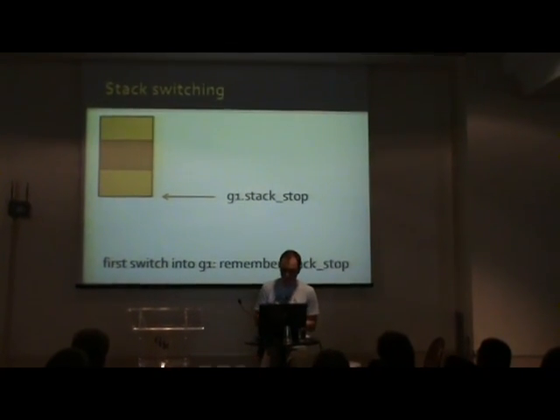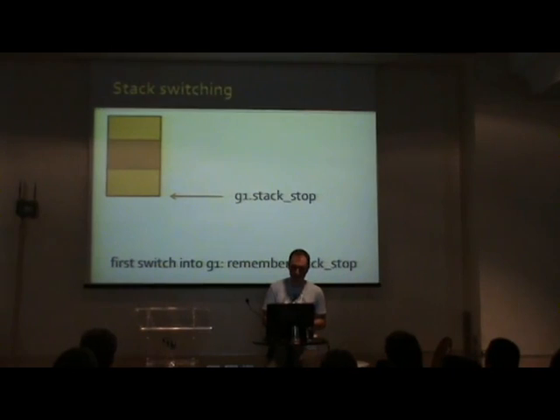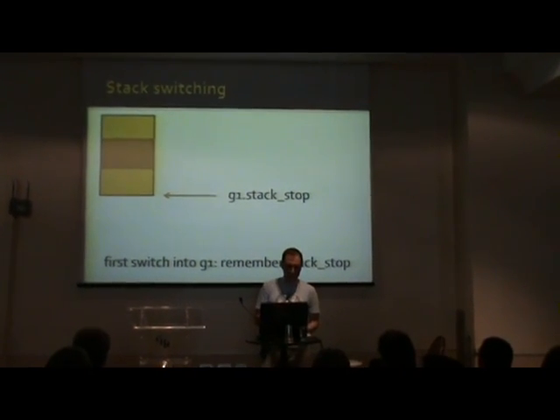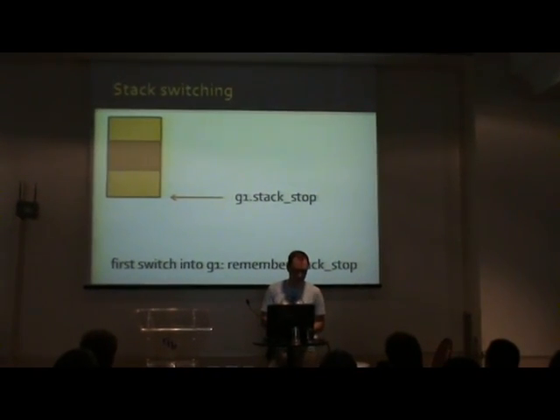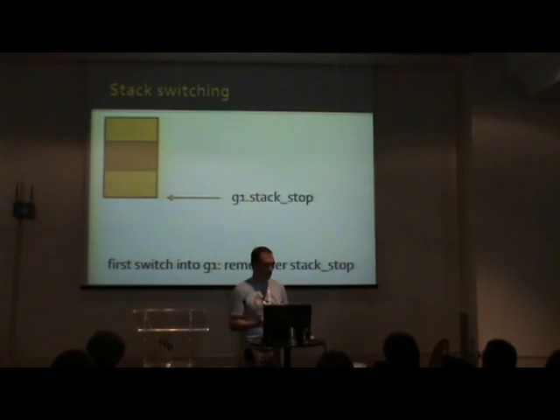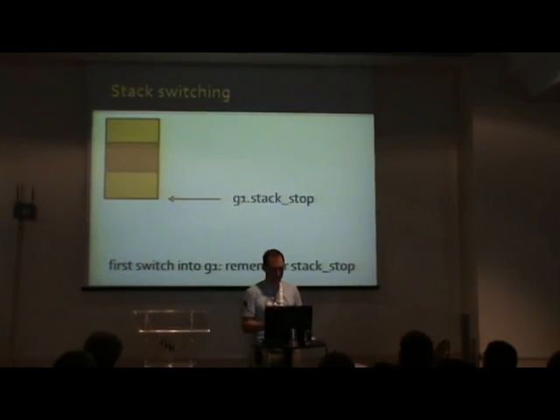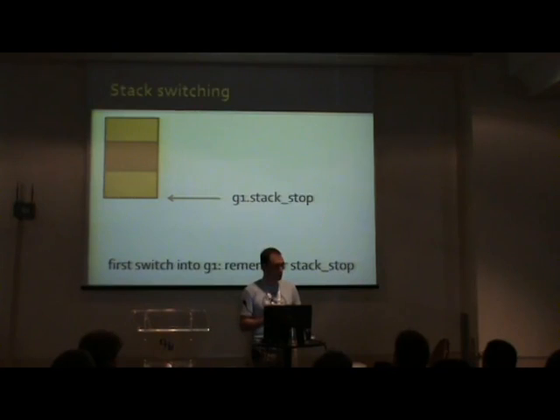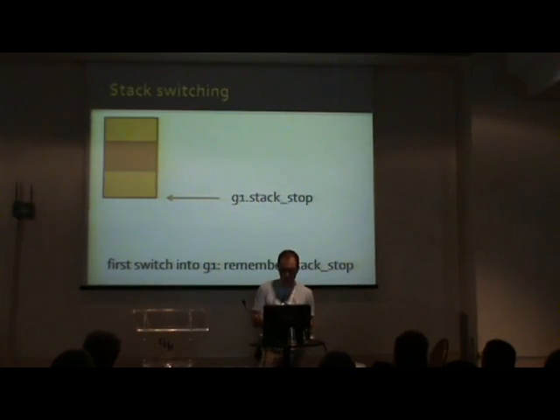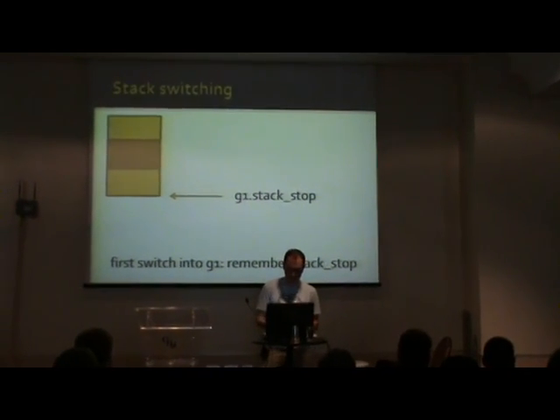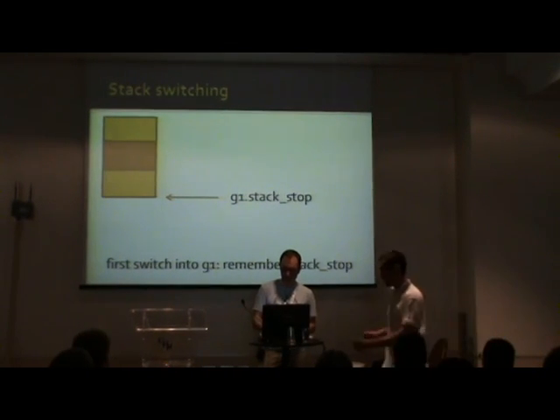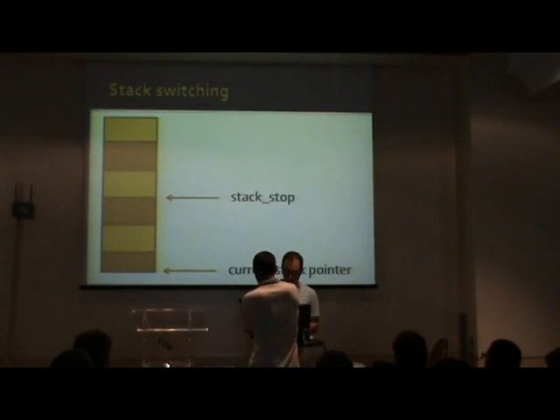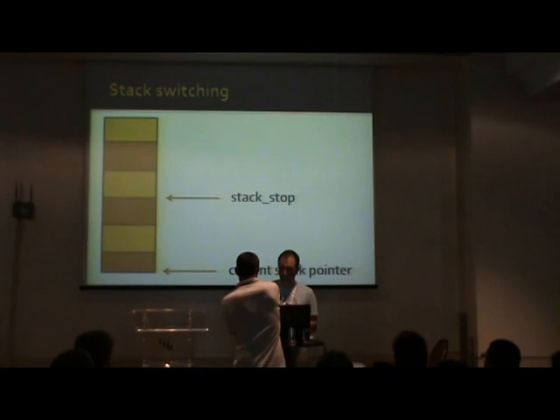So what happens when you switch from a greenlet? This is your stack. It has Python frames on it, it has C frames on it. When you just create a greenlet, not much happens, just the object gets initialized. But when you first switch to the greenlet, it remembers its position, the current position of the stack, and marks it as stack stop. Then you create those.